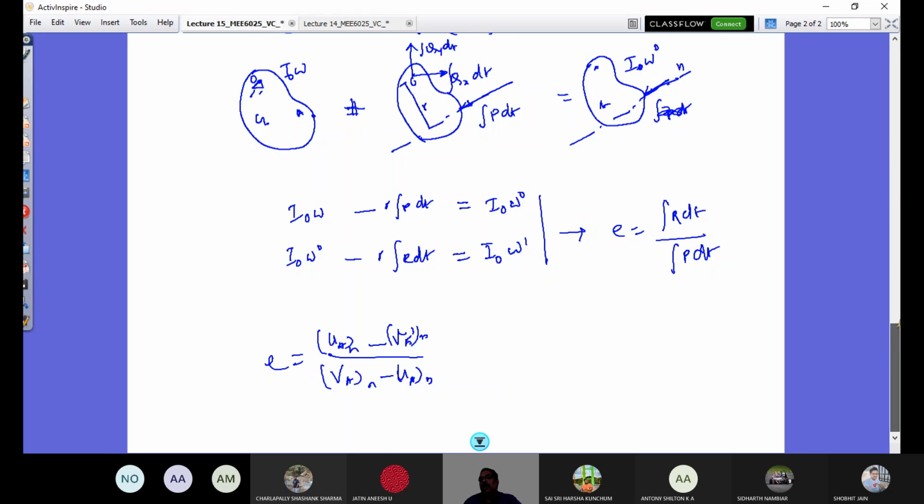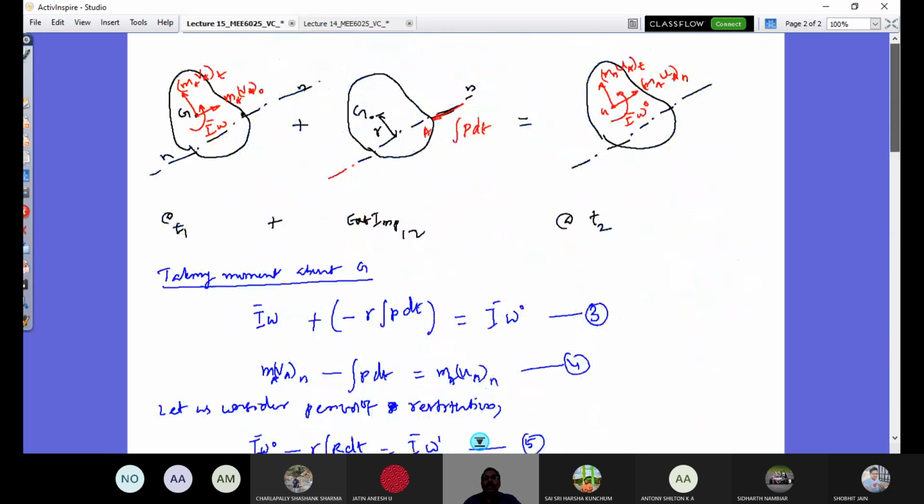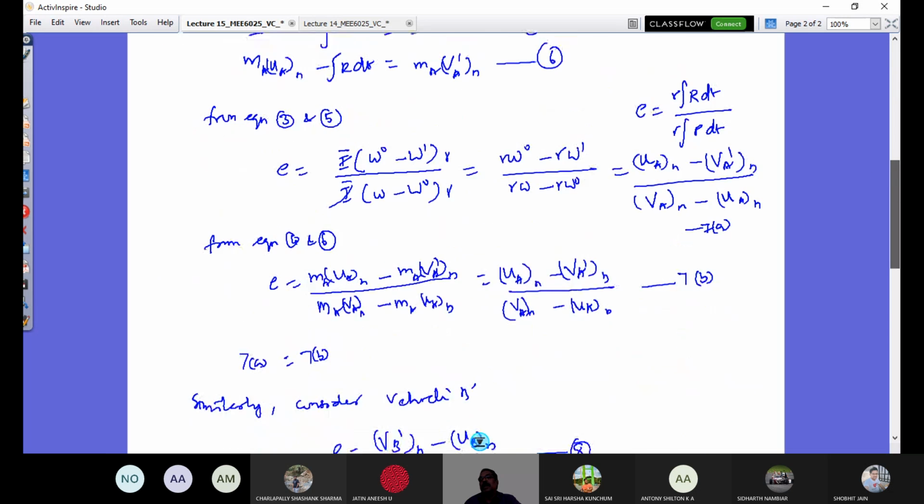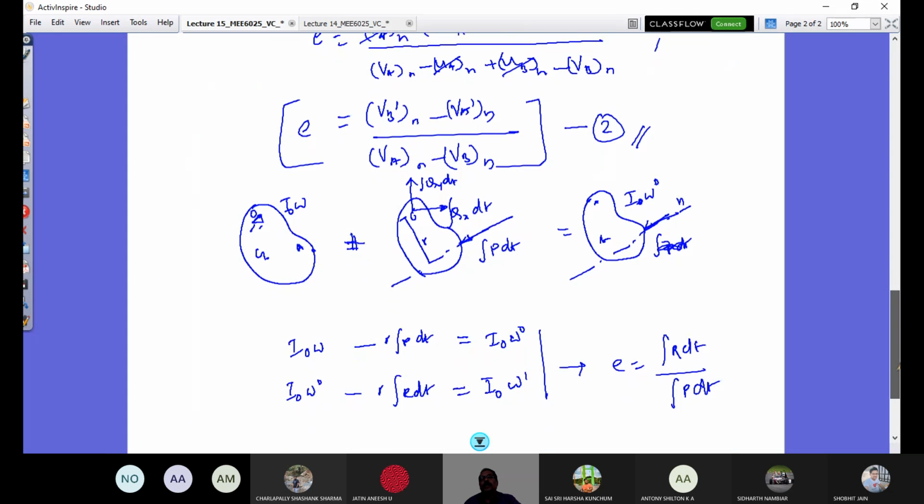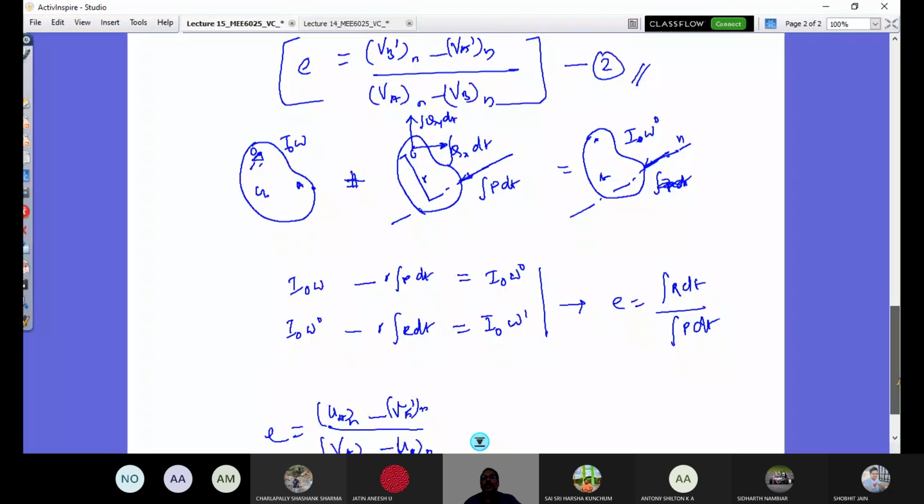The first case that we have derived here is that they are not constrained arbitrarily. They have an arbitrary motion, so both translation and rotation of its CG. That's general plane motion. If that is so, you apply this equation and are able to prove your coefficient of restitution.